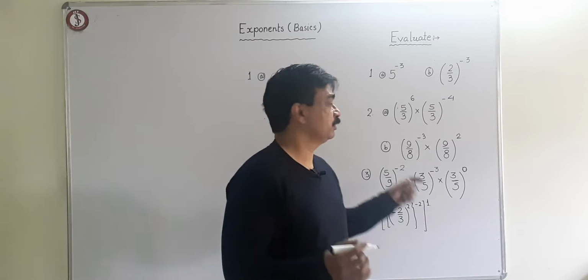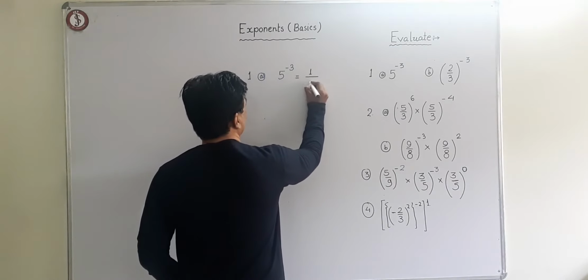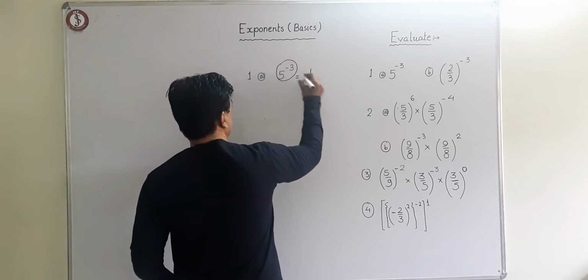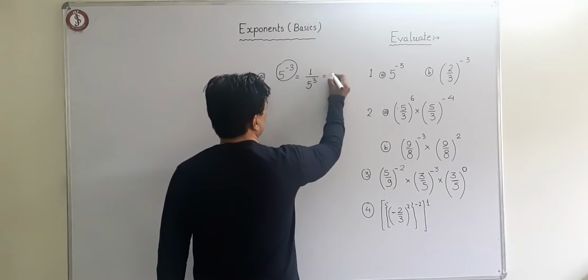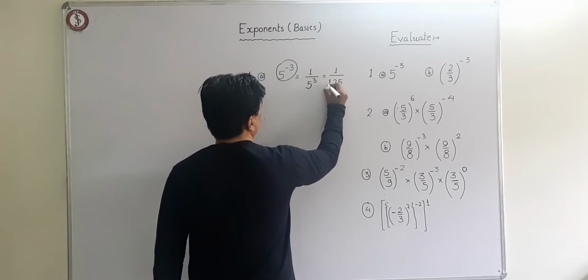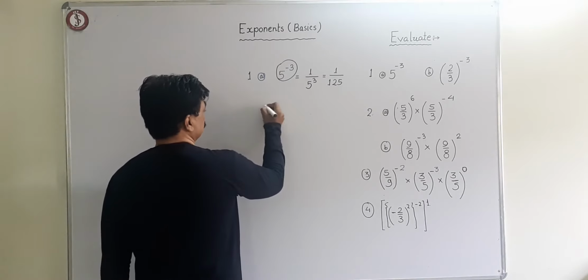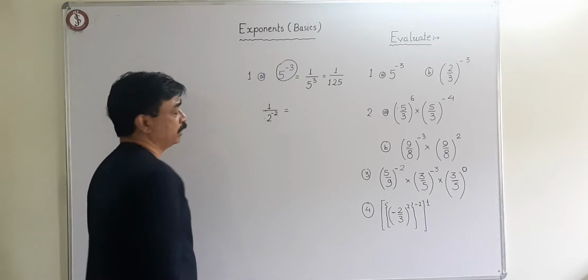So always think this is a fraction. We can put the power positive by taking the whole part on which there is a power in the denominator, that means if we exchange. So now we can evaluate: 1 divided by 5 cube is 125. Suppose the question is, say for example, 1 by 2 to the power minus 2. So how will I evaluate?